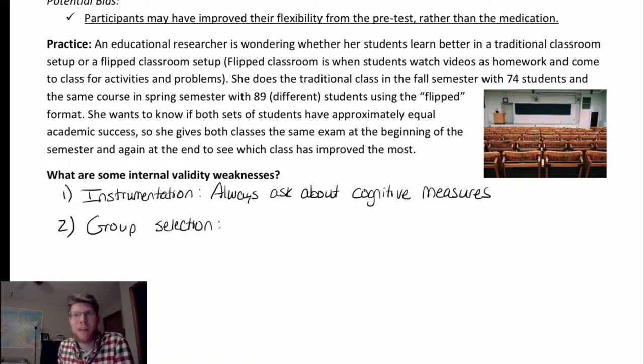And we definitely have a group selection threat on the table here. That's because we don't really have any way of knowing from this information if these are balanced groups of students. So something that I would mention here is we might have different types of students who take the class in the fall versus the spring.